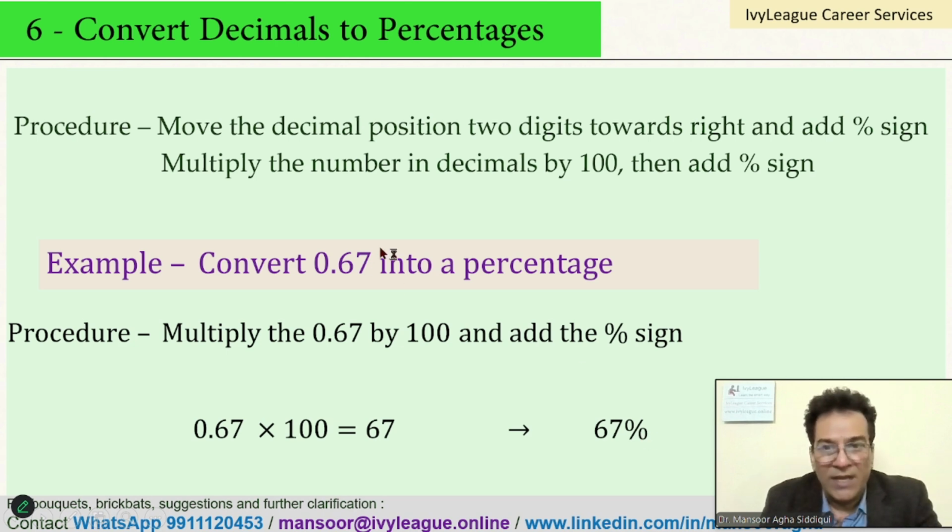I can do it by two methods. One method is move the decimal position twice towards the right. You end up getting 67, add a percentage sign to it. You end up getting 67%. Second method is multiply 0.67 by 100 and then add a percentage sign. Any of these two methods is okay. You should do these things without thinking. And for you to do it without thinking, you should have done a lot of calculations. I'm moving ahead. Done, sir.